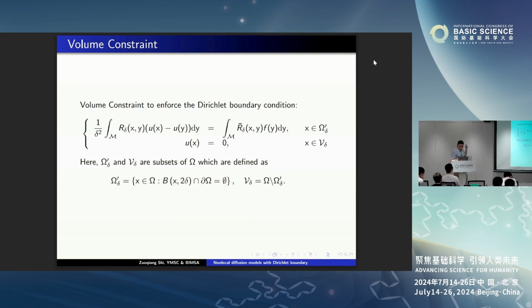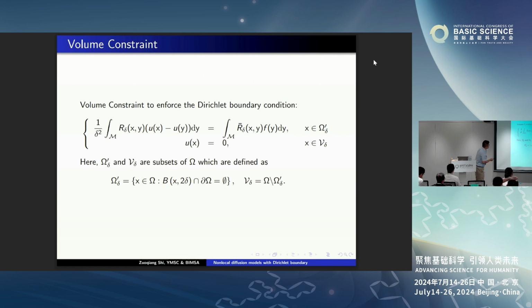And now we can use that integral approximation to develop the nonlocal models of Dirichlet boundary conditions. The first idea is the so-called volume constraint, which was proposed by Professor Qiang Du. The idea is like this. In the volume constraint, it just extends the boundary condition from the boundary to a small layer adjacent to the boundary. So it is called a volume constraint. It is not a constraint on the boundary. It is a constraint on the volume. This is a very natural idea.